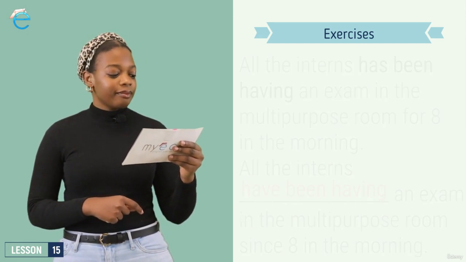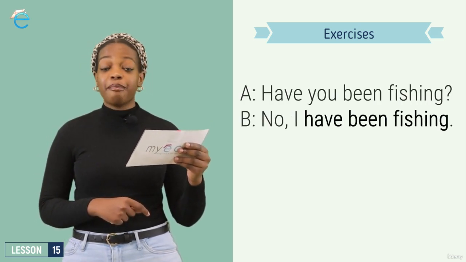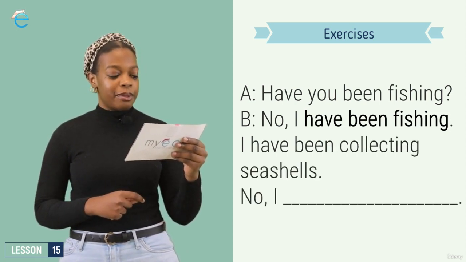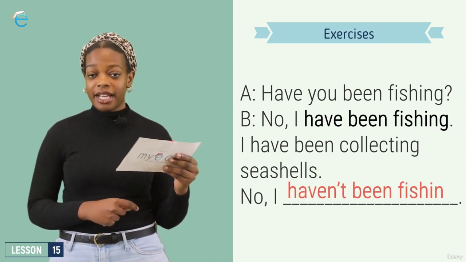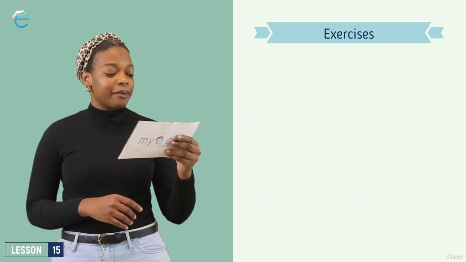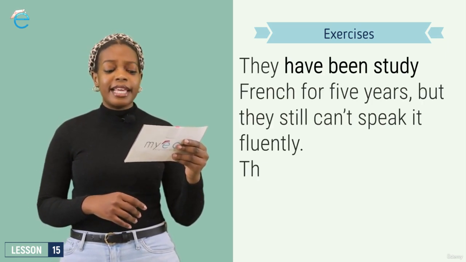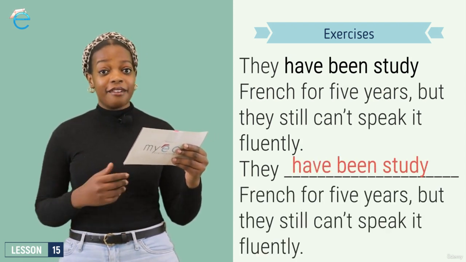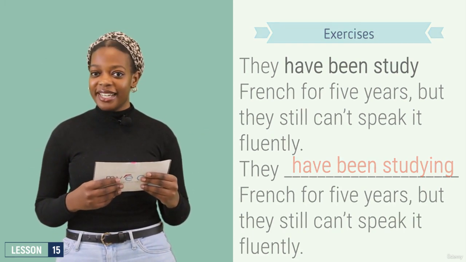And number 9, have you been fishing? No, I have been fishing. I have been collecting seashells. The correct question and answer should be, have you been fishing? No, I haven't been fishing. I've been collecting seashells. And the last one, number 10, they have been studying French for 5 years, but they still can't speak it fluently. They have been studying French for 5 years, but they still can't speak it fluently.